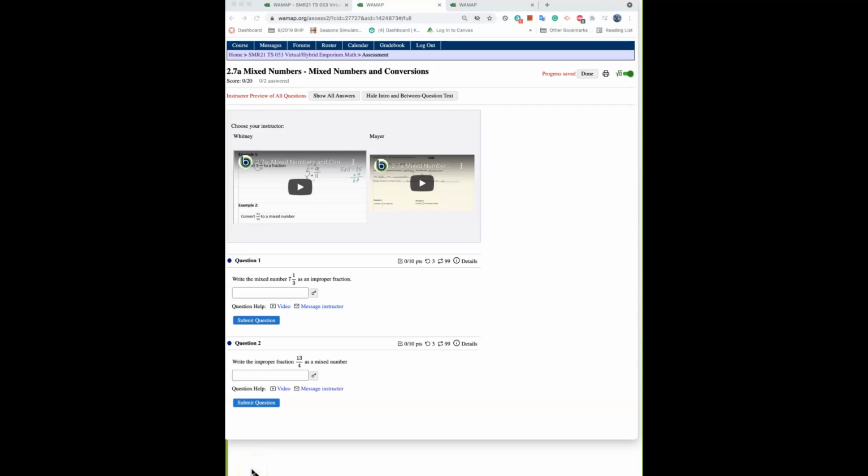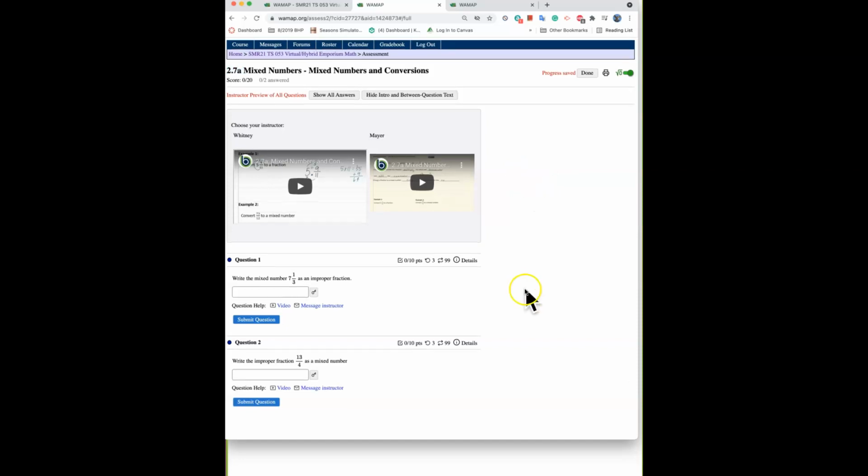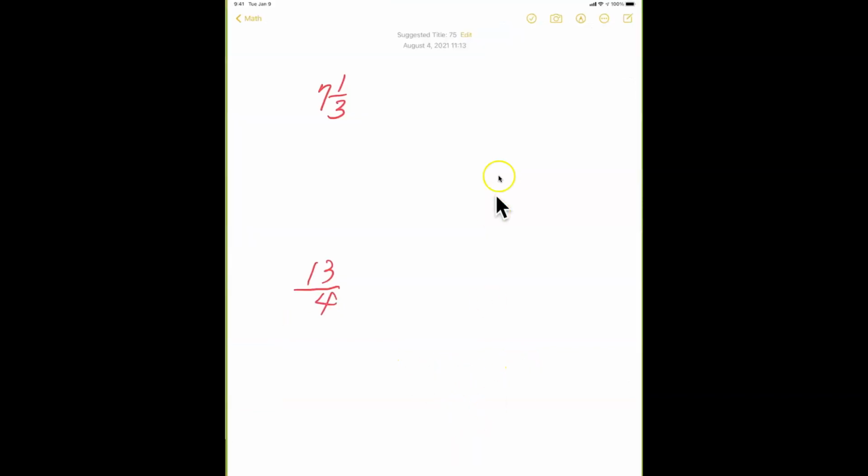Hello everyone. We're going to take a look at converting mixed numbers to improper fractions and improper fractions back into mixed numbers today. This is Unit 2.7a at WAMAP, and these are our problems. We're going to convert 7 1/3 into an improper fraction, and we're going to convert 13/4 into a mixed number. Let's take a look at how those look.